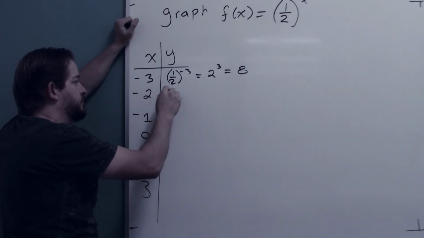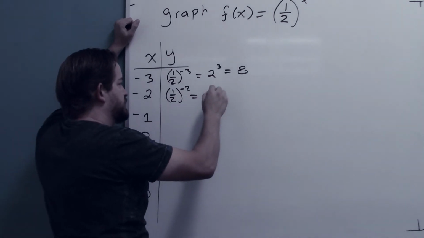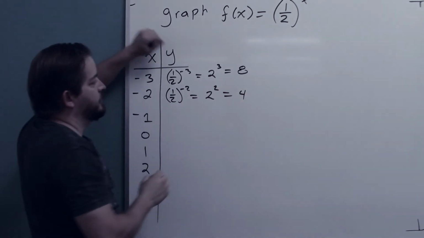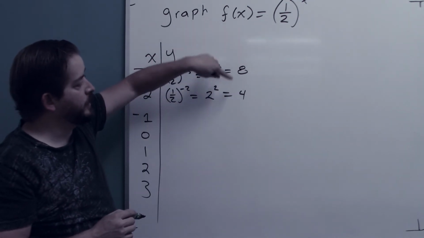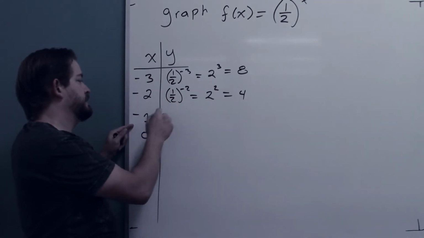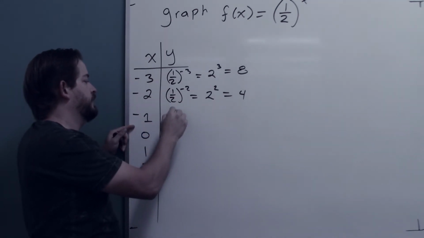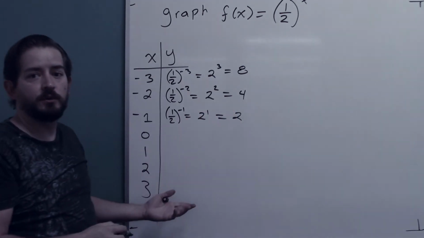If x is -2, I have 1/2 to the -2, which is, again, just flip this thing, so it's 2 to the 2, which is 4. And you can see the relationship here, right? 8 multiplied by 1/2 is 4. Multiply this by 1/2, you're going to get 2, which would make sense here, because I have 1/2 to the -1, which is 2 to the 1, which is, oh, surprise, it's 2, right?